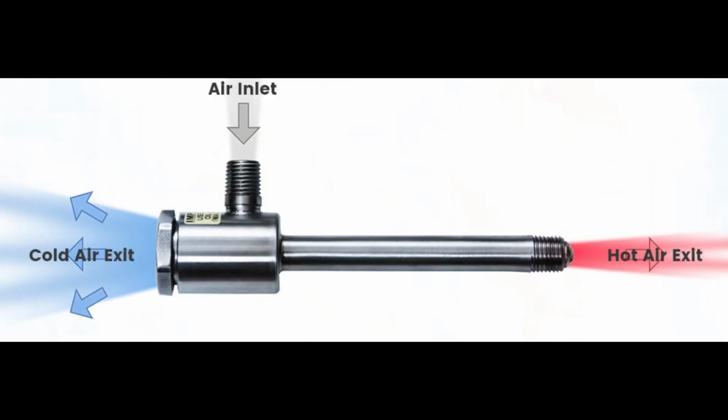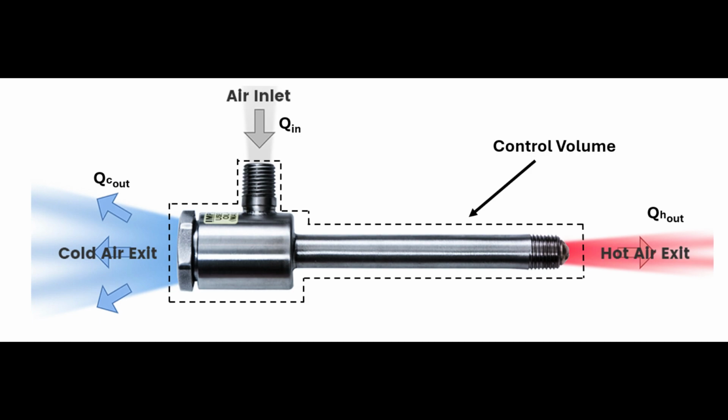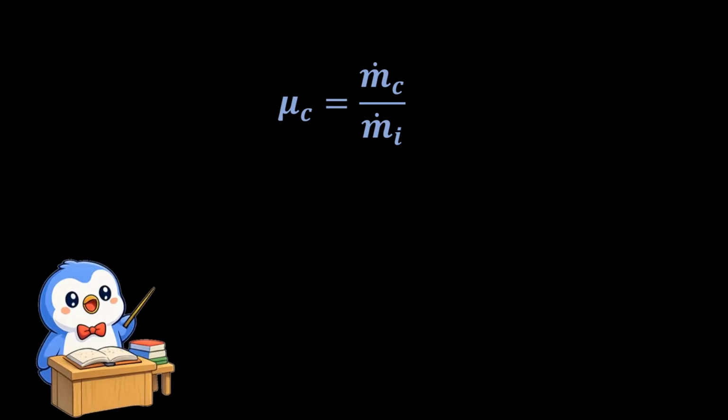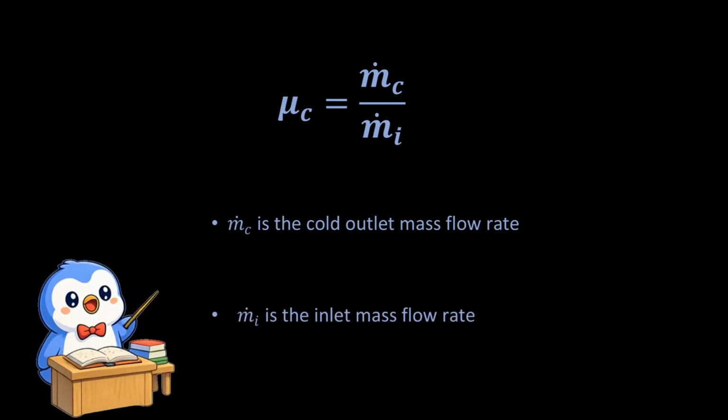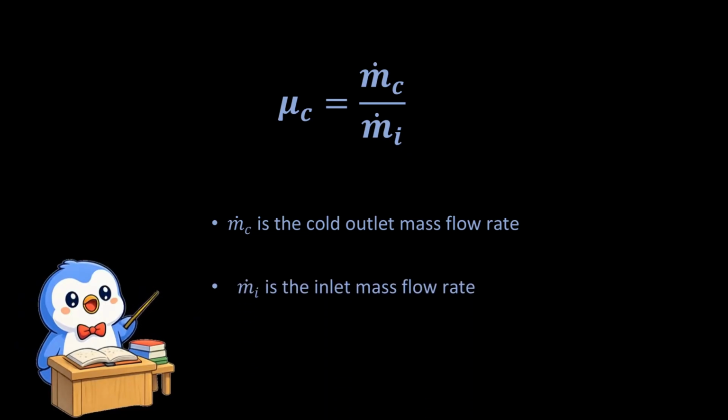Now that we have the physical picture, we can start analyzing it more carefully. A good place to begin is with how the incoming air is split between the hot outlet and the cold outlet. To describe that, we use mass fractions. The cold mass fraction is written here. This simply means the cold outlet mass flow rate divided by the inlet mass flow rate. It tells us what fraction of the incoming air leaves through the cold side.